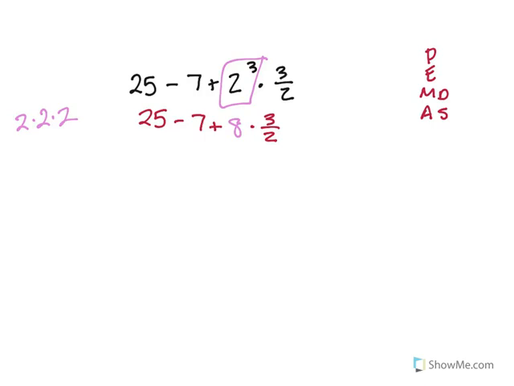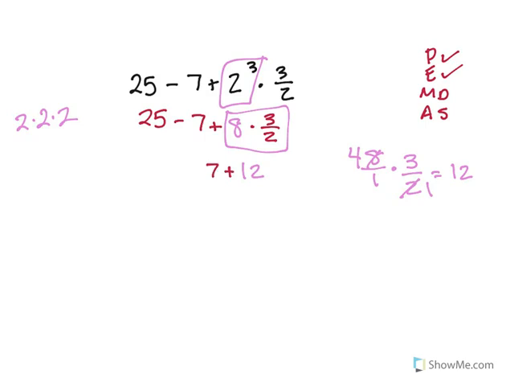Now, I don't have any exponents left, but I do have multiplication and division, so that's what I'm going to do right here is multiplication. I'm going to go to the side to work that out. I'm not going to do it underneath there because then I'm going to get all my little steps all mixed up. Okay, so 8 times 3 halves. I can cross cancel, and that's going to leave me with just 12.